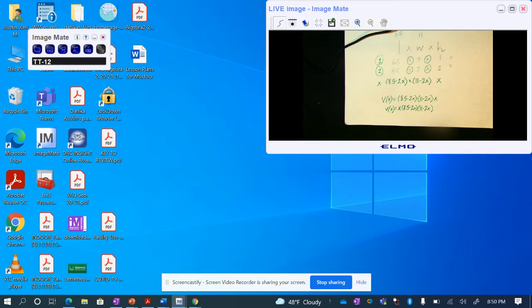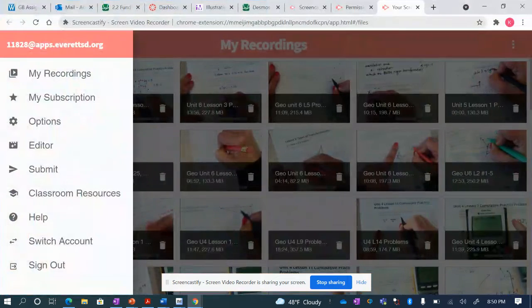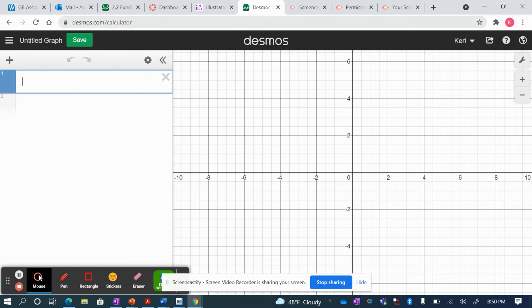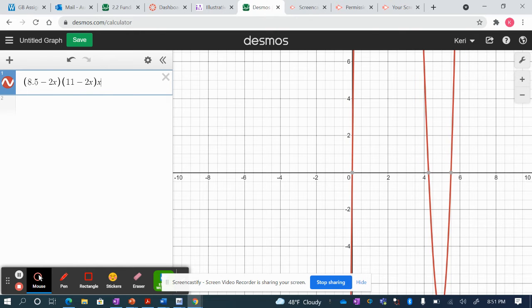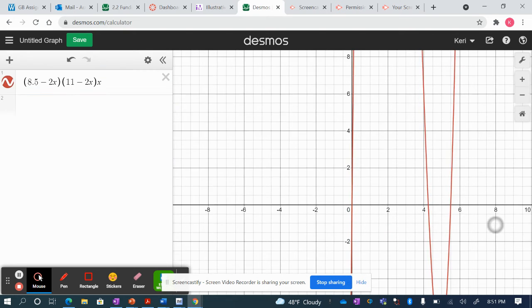I think this is going to work. I sure hope so. So I'm typing this in. So I've got V of X. Oh, actually, I don't need to type. Okay, back up. Sorry. Desmos doesn't like V. So I'm just going to type it in. I'll do this dimension first. 8.5 minus 2 of however much I cut times 11 minus 2 times how much I cut out of each corner times the height is how much I cut out, because that's what I fold up. Now we're going to go over here to the Desmos.